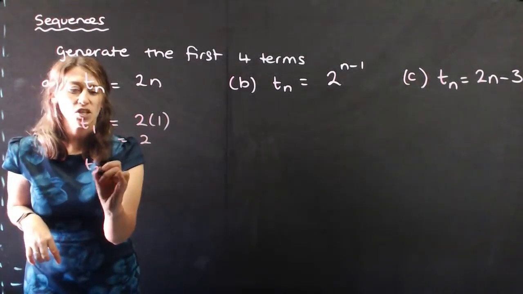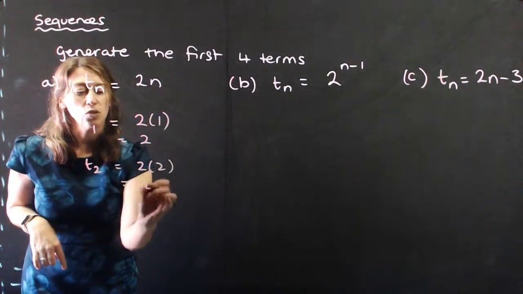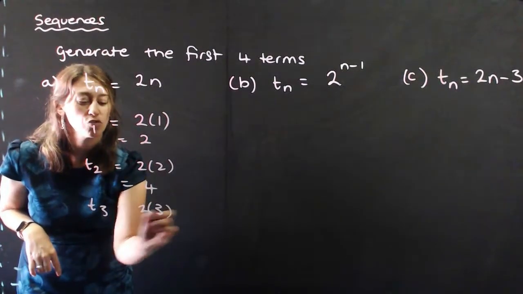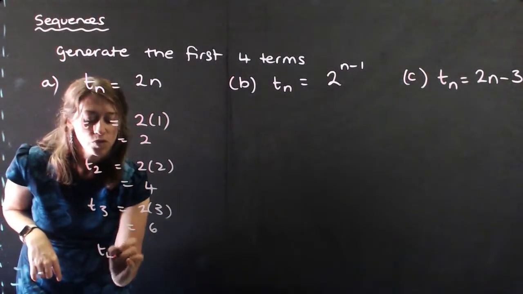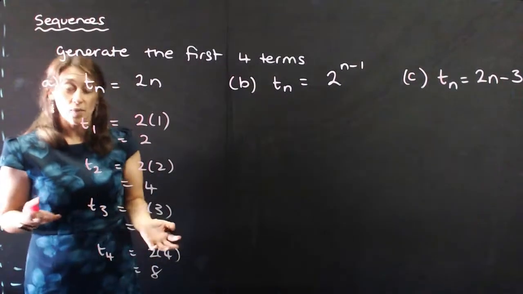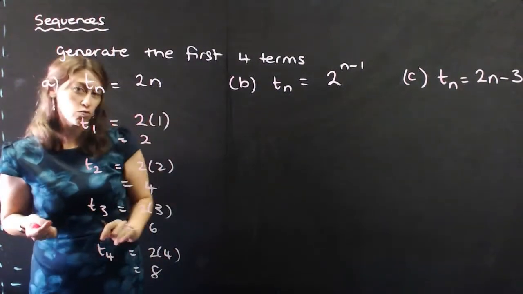Let's find the second term. The second term is 2 times 2, which is 4. So our second term is 4. The third term is 2 times 3, 6. And the fourth term is 2 times 4, which is 8. Now we have the first 4 terms are 2, 4, 6, 8, using this rule.